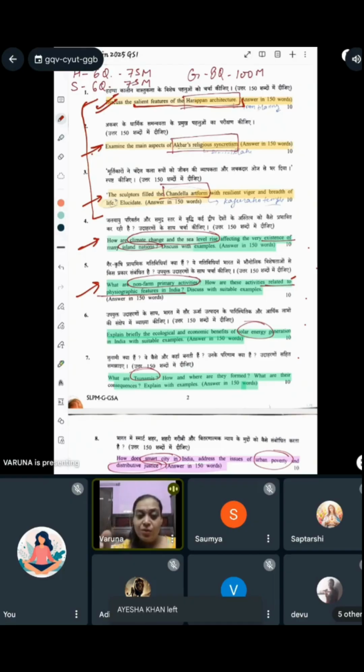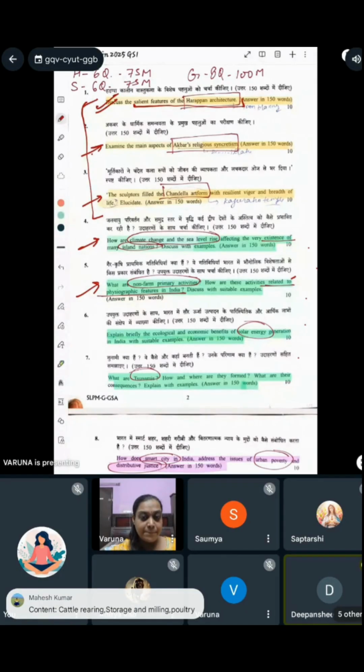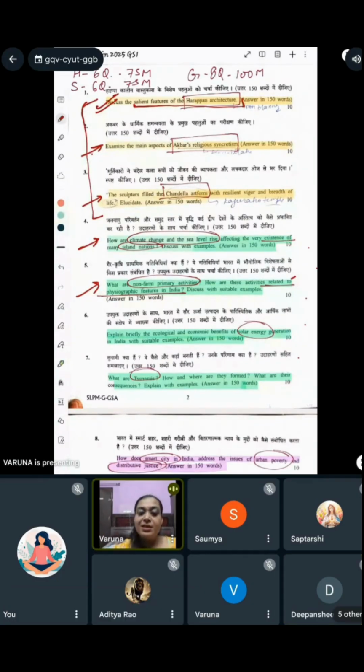Because anyone can know, tell me, what are the non-farm primary activities? Animal husbandry, aquaculture, poultry. Yes. So basically, mining and quarrying, fishing, all those sorts of activities are considered as the non-farm primary activities, right? So here what we have to do, we have to correlate them, what is the impact of the locational or the physiographical features, how it is related with these activities.